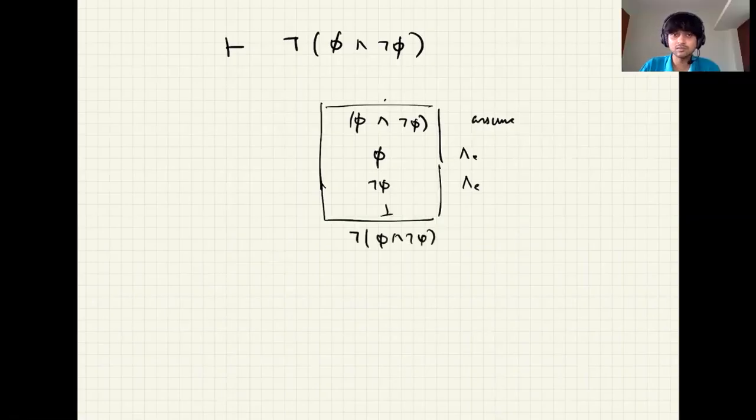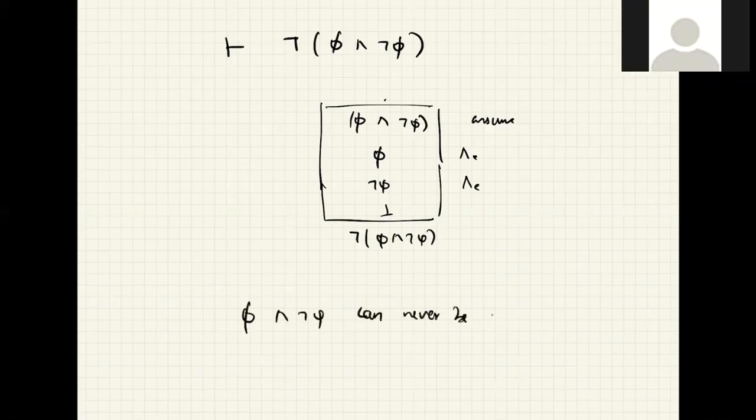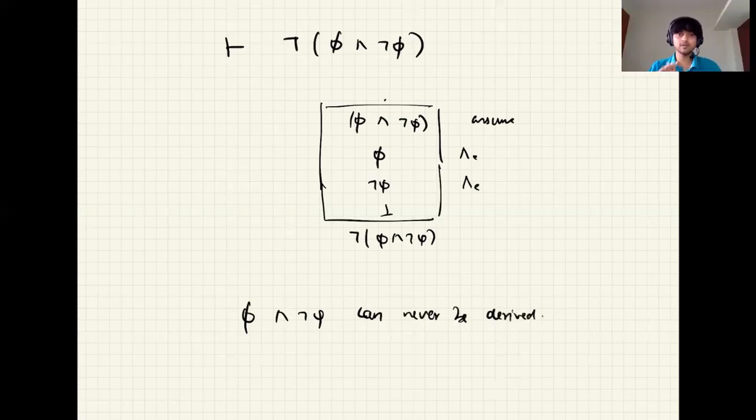Which means that you will never be able to derive phi and not phi. Correct. You can derive only phi or its negation, you will never be able to derive both. Then there is something wrong with the proof system. Exactly. This is as much as we can say.